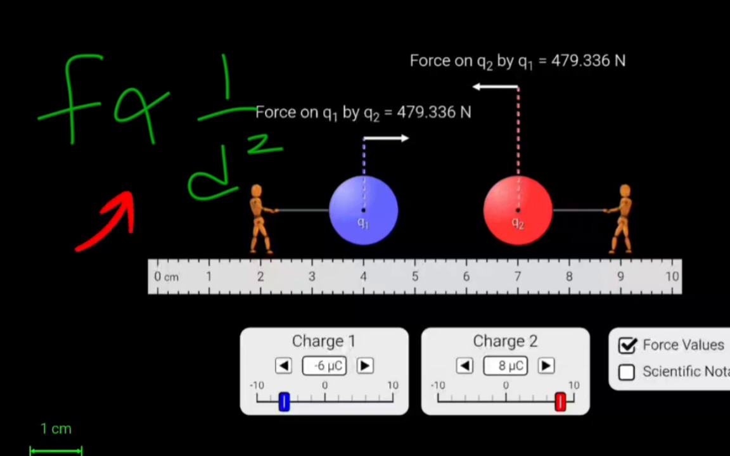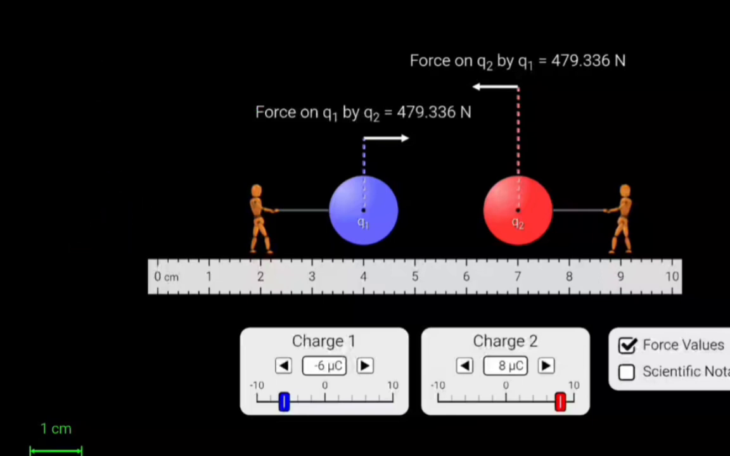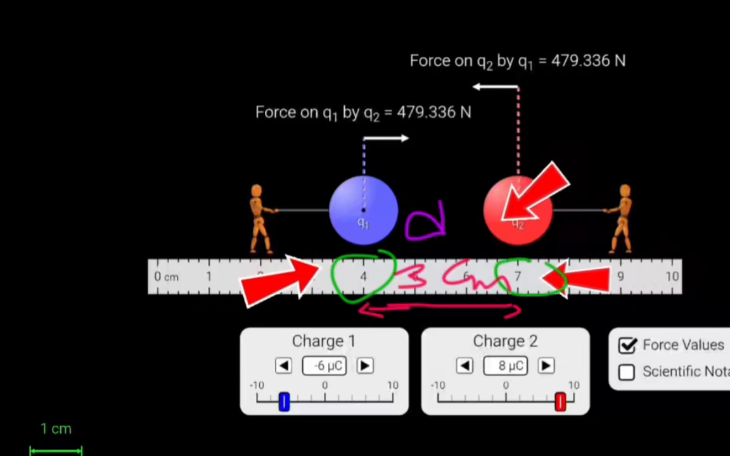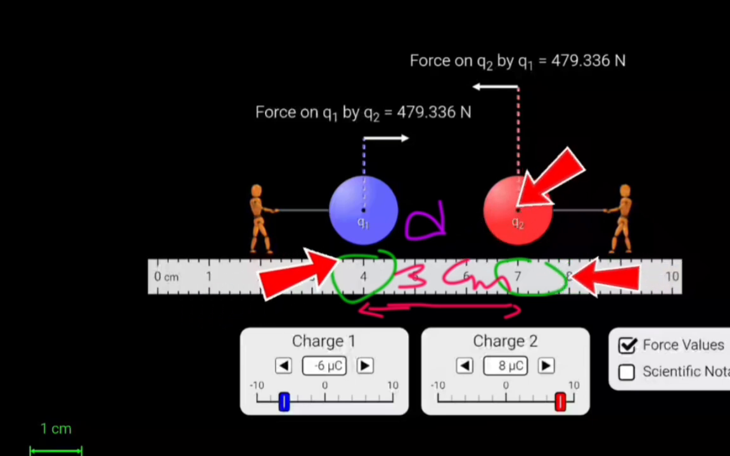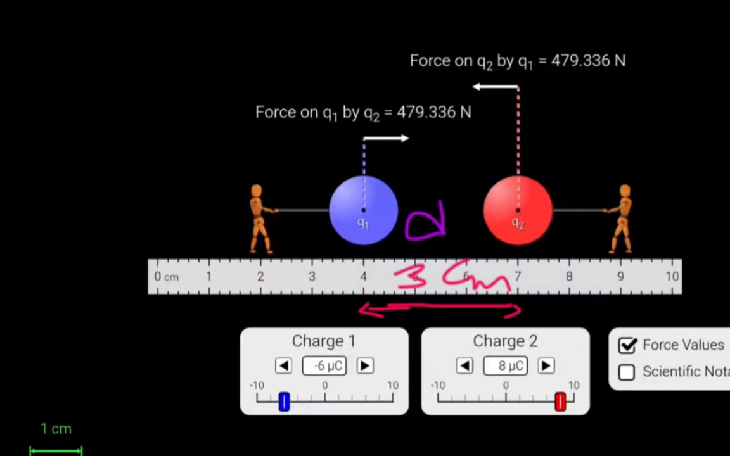These two charges are placed on a meter rule so that we can get the distance between them. Q1 is placed on the 4 centimeter mark. Q2 is placed on 7 centimeter. So the distance between 4 and 7 is 3. So the distance of separation between the centers of these two charged bodies is 3 centimeters. So how do you get that? You do 7 minus 4, that gives us 3 centimeters.